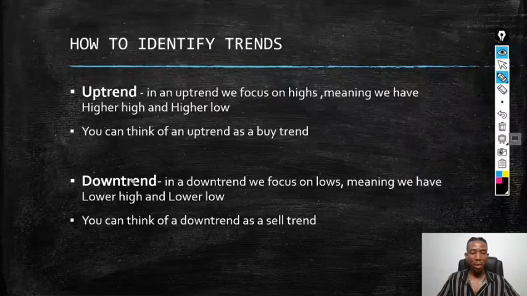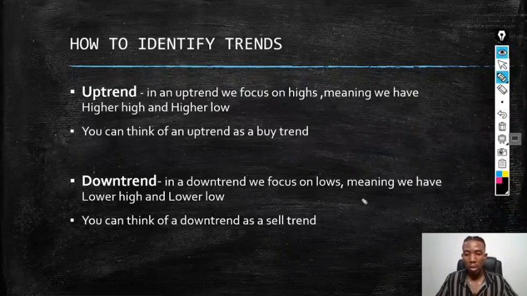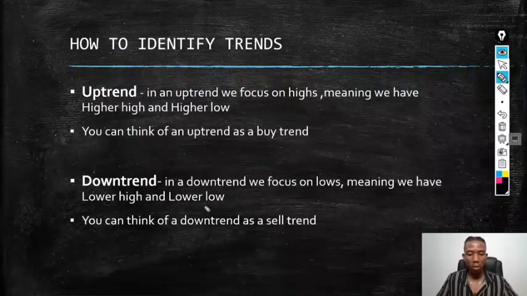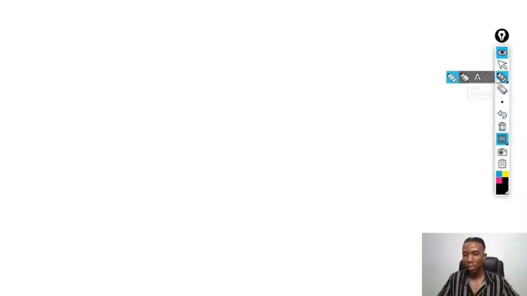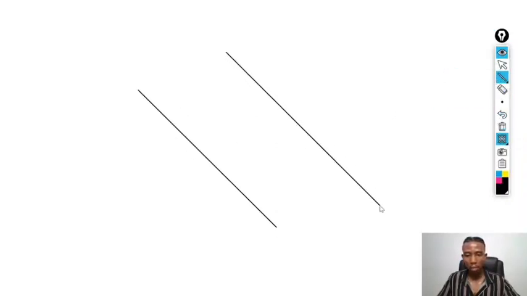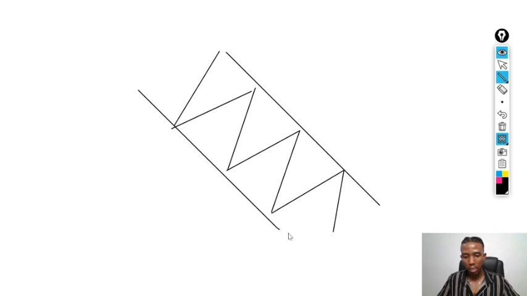A downtrend now. In a downtrend, we're going to focus on lows, meaning that we have lower lows and lower highs. So you can think of a downtrend as a sell trend. Let me show you an illustration of a downtrend. A downtrend is similar to an uptrend, however opposite, meaning its overall direction is going down, just like this.